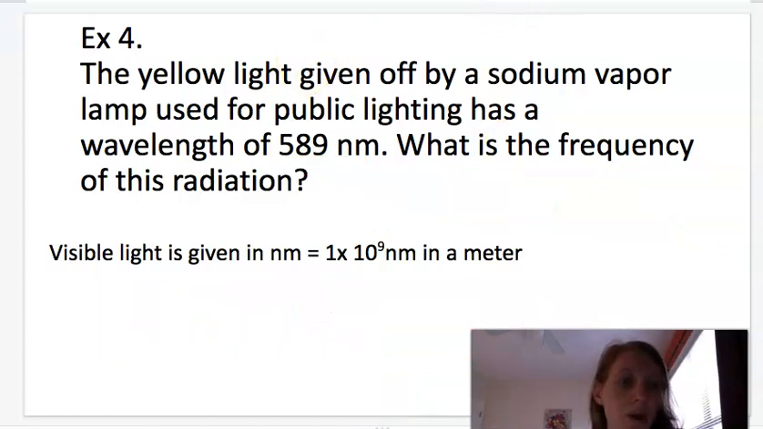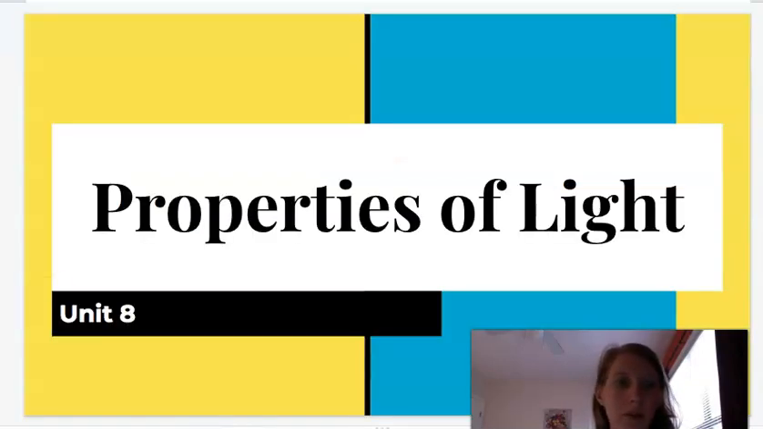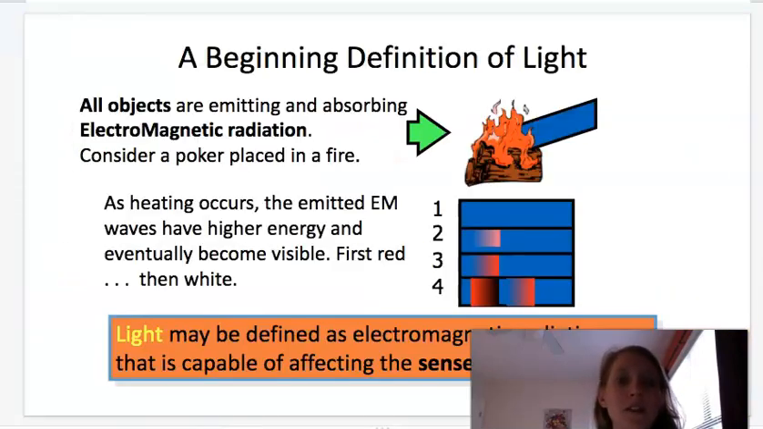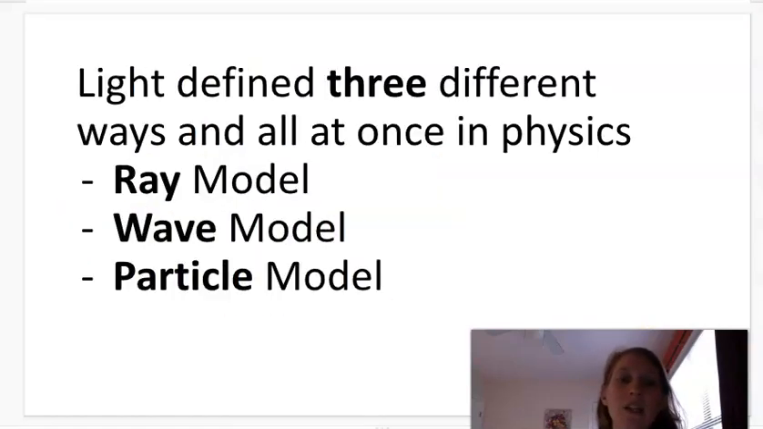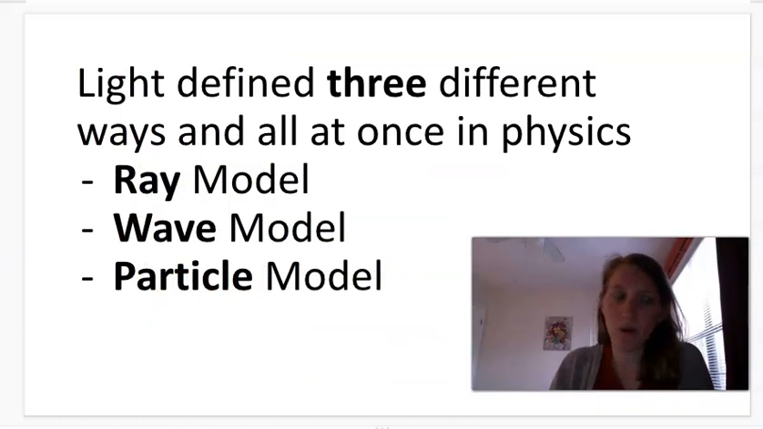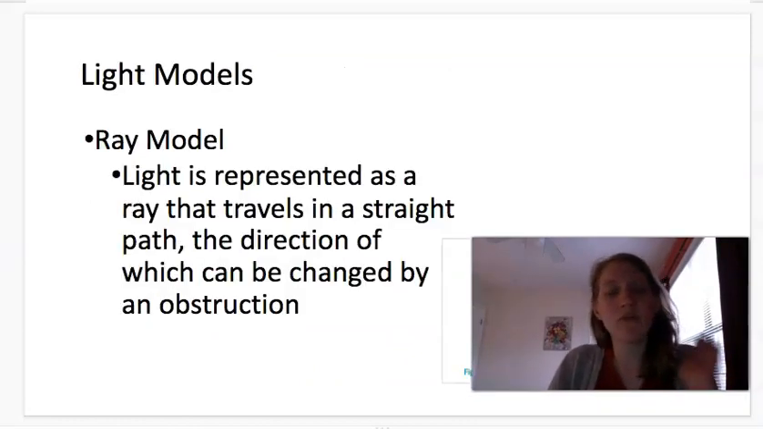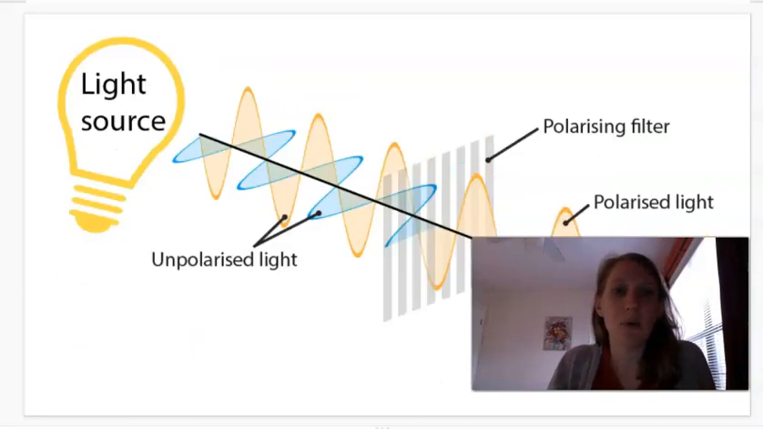Okay, properties of light. Make sure you know wave-like properties, particle-like properties, and the fact that it can be polarized. That's all summed up into the ray model, the wave model, and the particle model. Okay, ray model: light goes in a straight direction and spreads out in all directions.